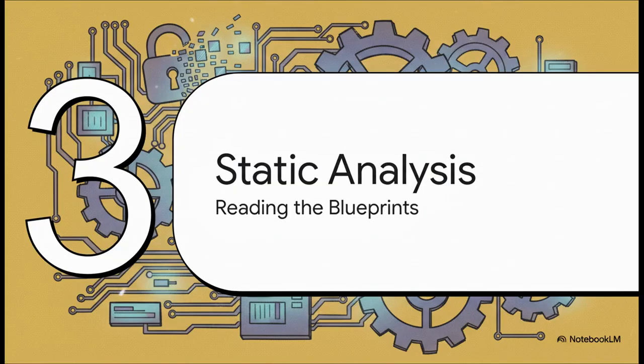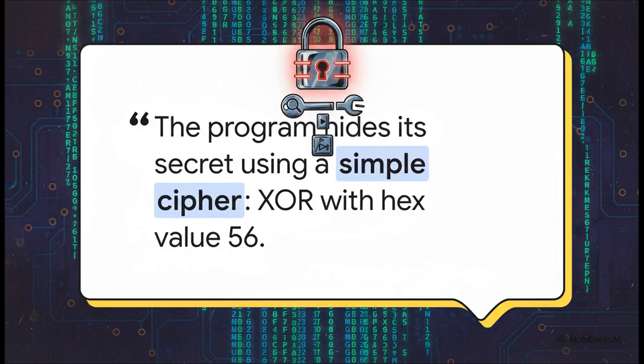Okay, method number 1. This is what's known as static analysis. What that means is we're going to analyze the program's code, its blueprints, without ever actually running it. We're just looking for clues in the structure itself. And after digging through those blueprints for a while, we find our first big break.